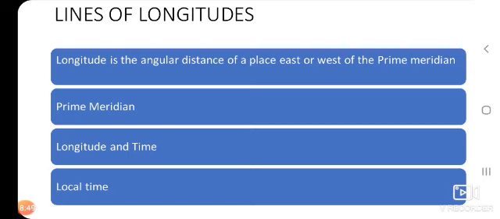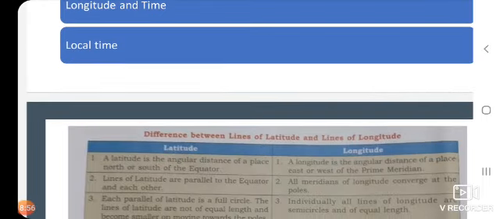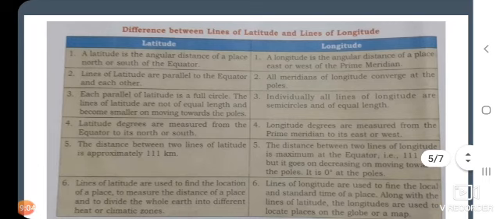And children, these longitudes help us to divide the earth into different time zones and standard time, which I will explain to you later. Before that, let us simply learn about the differences between lines of latitude and lines of longitude.